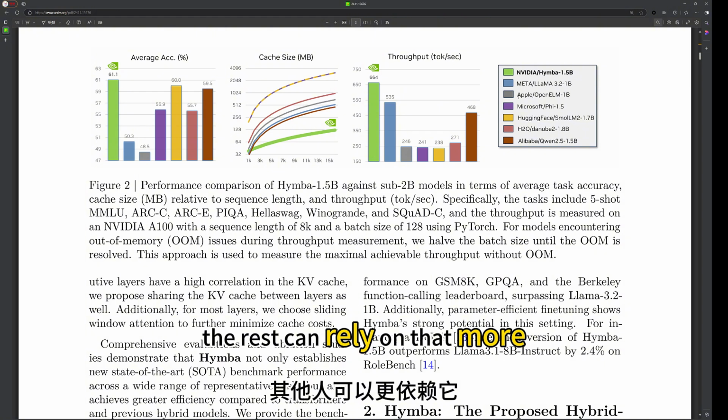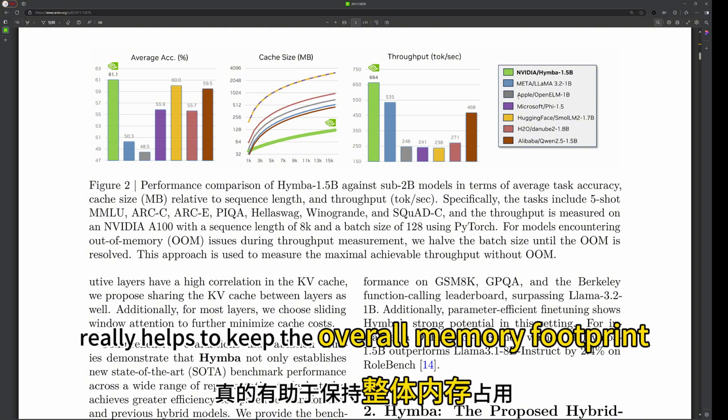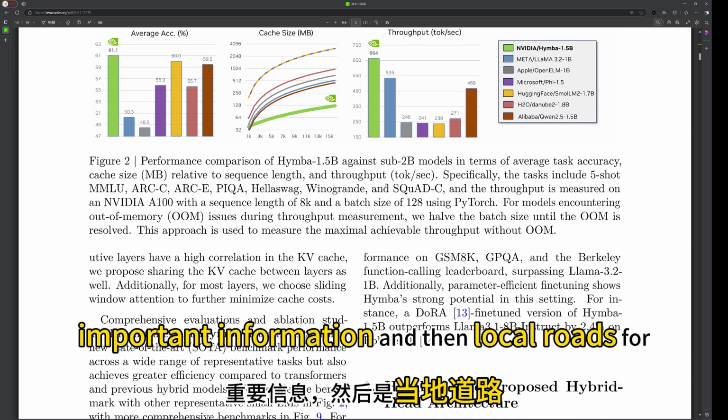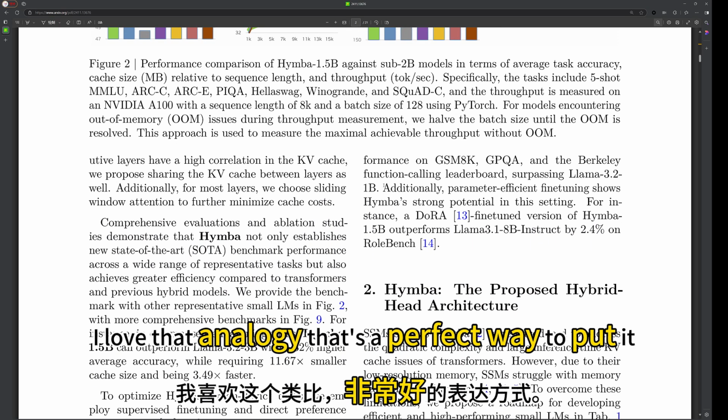Interesting. The rest can rely on that more efficient local attention, and that really helps to keep the overall memory footprint much smaller. So it's like having express lanes for the most important information and then local roads for everything else. I love that analogy. That's a perfect way to put it.